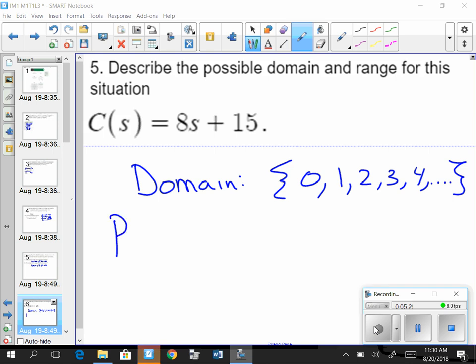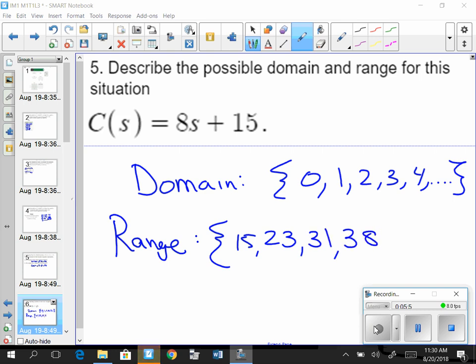Range is a little tricky too. Even if you have 0 shirts, you still have a cost. We have that overhead cost of $15. So that's one input. That's the smallest input we could possibly have, because now we start buying shirts. If we bought one shirt, we'd have 15 plus 8, so 23. Then we could add 8 again.